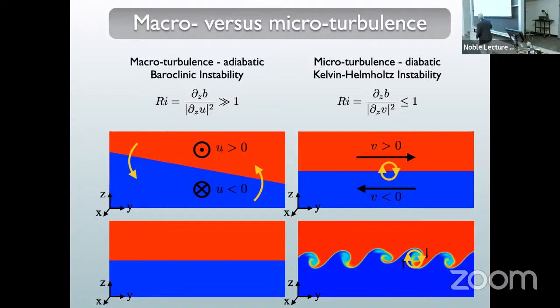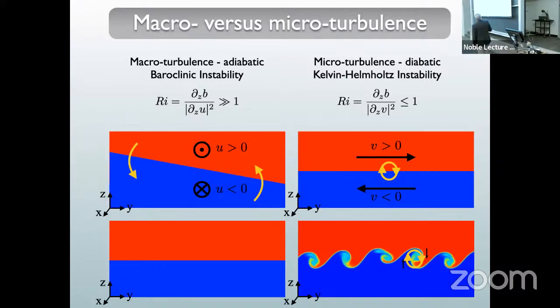And what it does, as I show down here, is take this tilted surface and just flatten it out. But it never mixes any properties from the cold water into the warm water or vice versa. It's only slumping the density surface without mixing across. So that's what we call macroturbulence. It's a turbulence that, in a sense, is adiabatic. It rearranges water parcels, but without ever mixing two water parcels together.